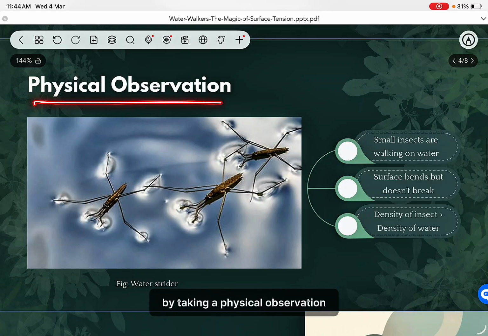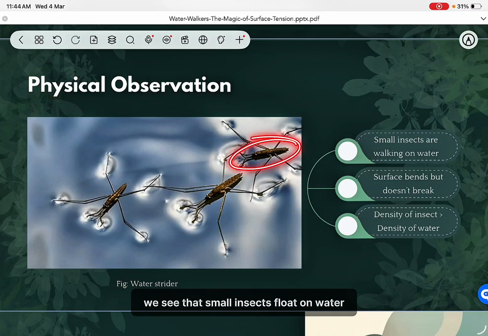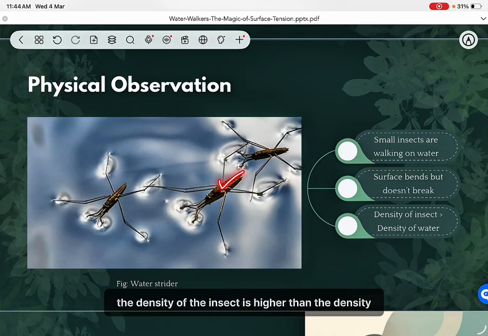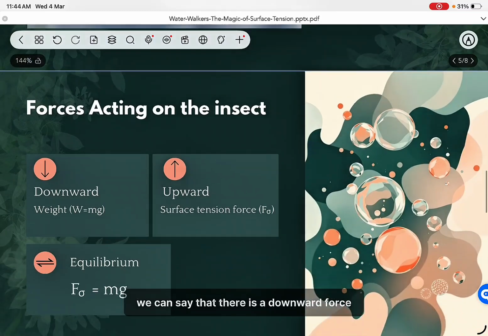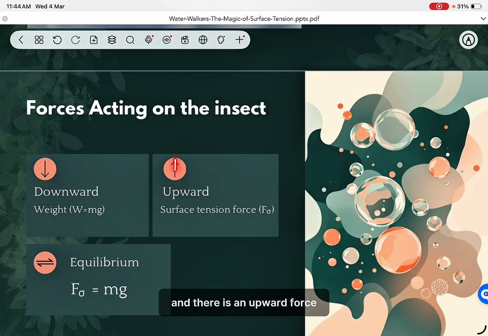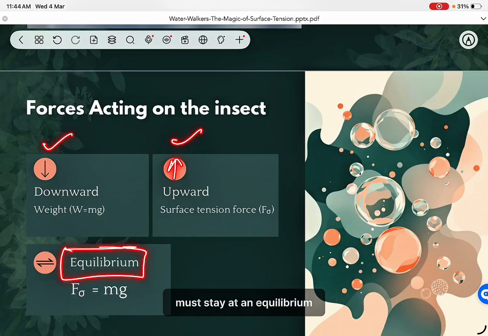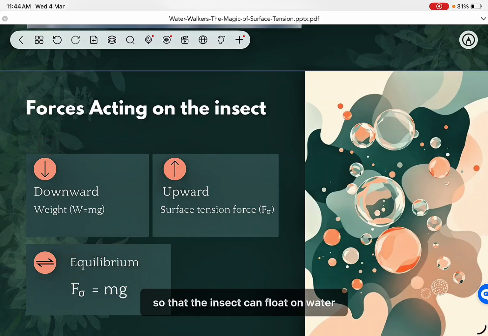By taking a physical observation, we see that small insects float on water and the surface bends but it doesn't break. And apparently, the density of the insect is higher than the density of the water. From this physical observation, we can say that there is a force working downward, which is the weight of the insect, and there is an upward force. And these two forces must stay at an equilibrium so that the insect can float on water.